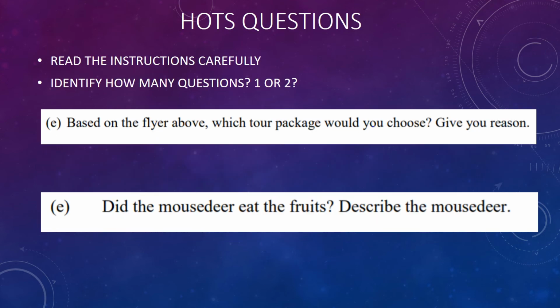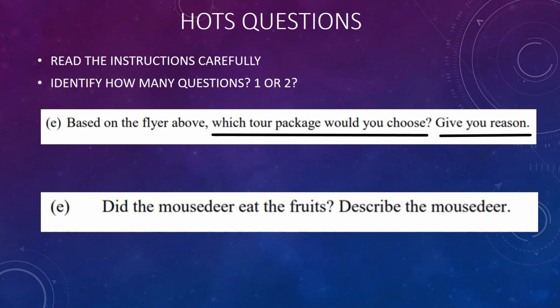Now let's move on to how to answer HOTS questions, higher order thinking skills. The first one, you have to read the instructions carefully, and the second one, you have to identify how many questions there are, whether there is only one question or two. For an example: based on the flyer above, which tour package would you choose? Give your reason. So there are two questions actually in this one. The first is, which tour package would you choose? And the second, you have to give a reason.